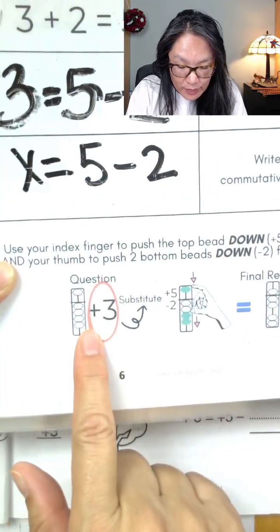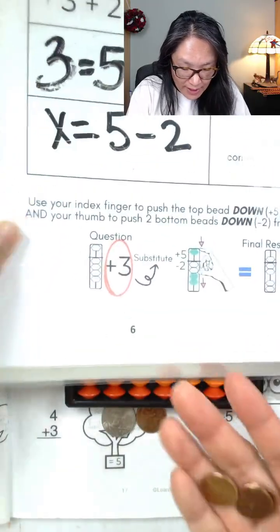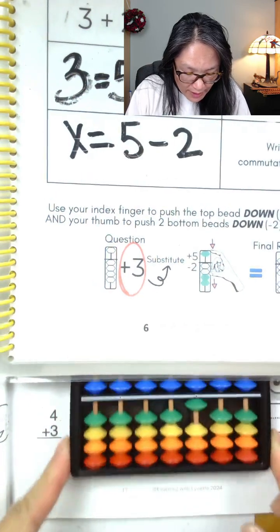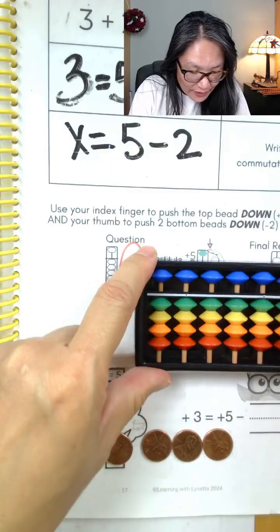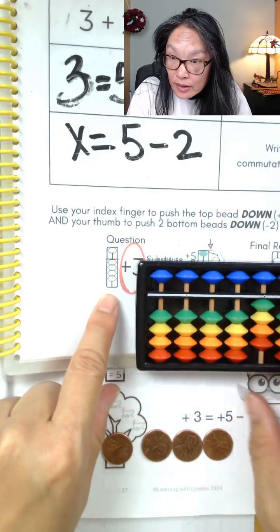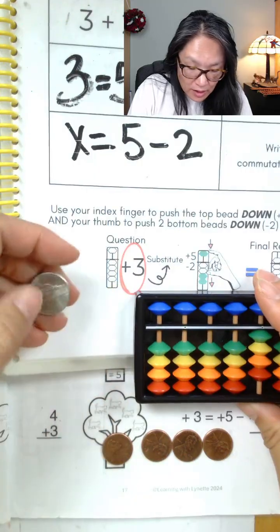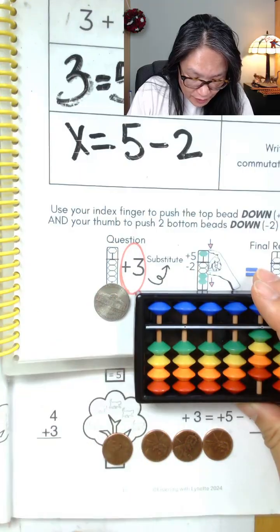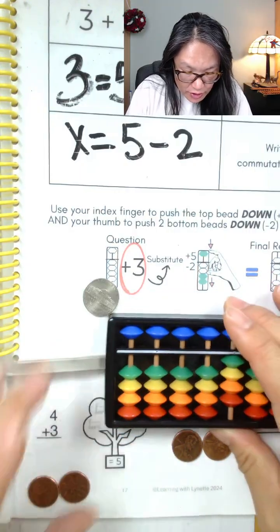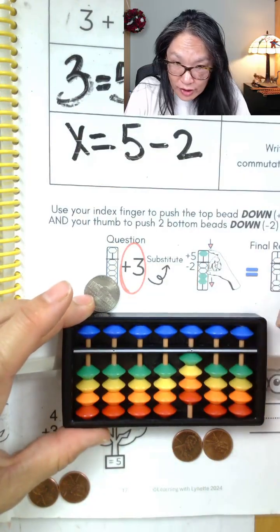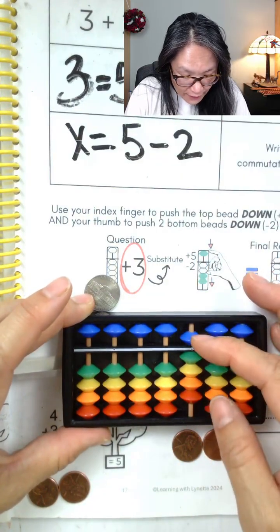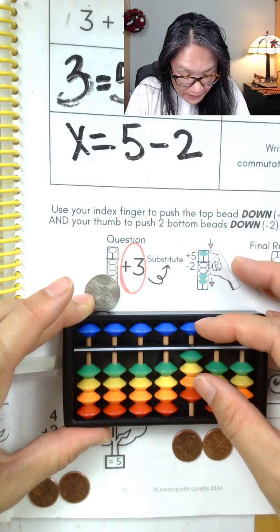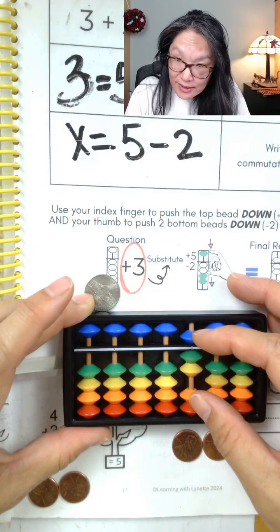So here's another example. I have 4 on my abacus. 1, 2, 3, 4, right? I want to add the 3. Guess what? I don't have enough to add the 3. I'm going to give you my 5 cents, but that's too much. I need to take away the 2. So here I'm showing you the directions. I'm going to add the 5, take away the 2. So my answer is 7. I bring it down like that, and that's 7.